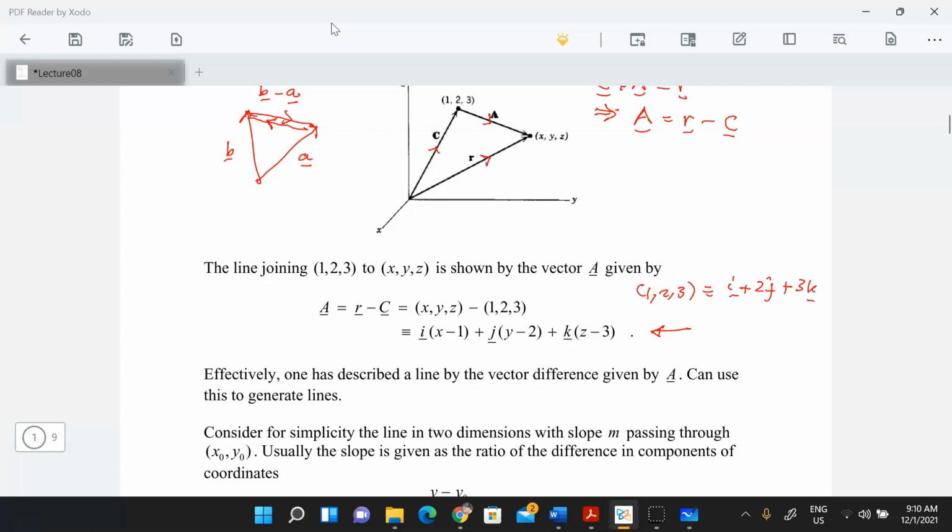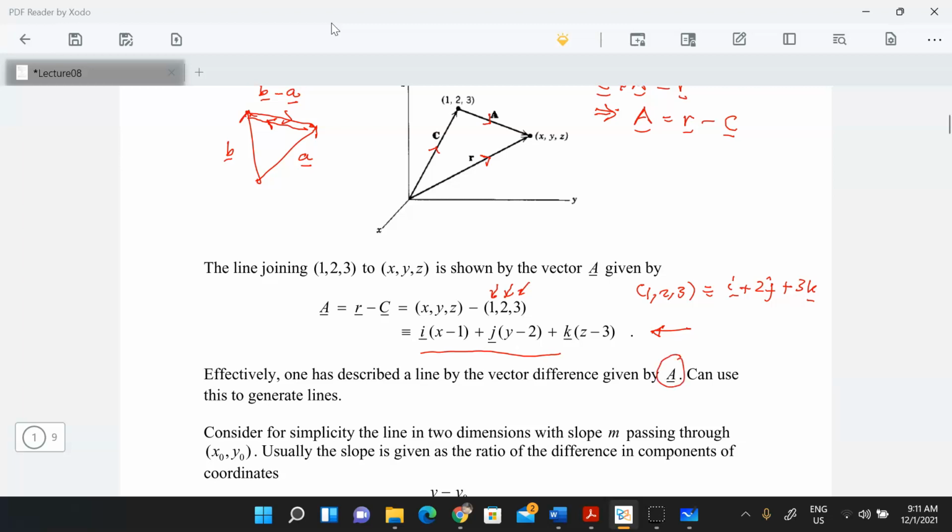So r minus c would be that, or you can combine each of the components. So you have x minus 1 here, y minus 2 here, and z minus 3 here, and then essentially you have this. So what we have done is really to describe a line given by this vector a.